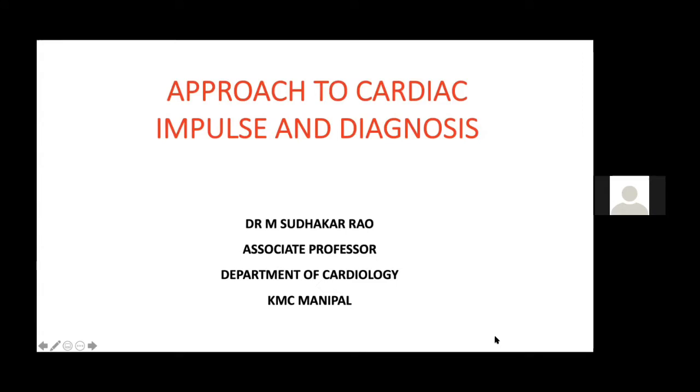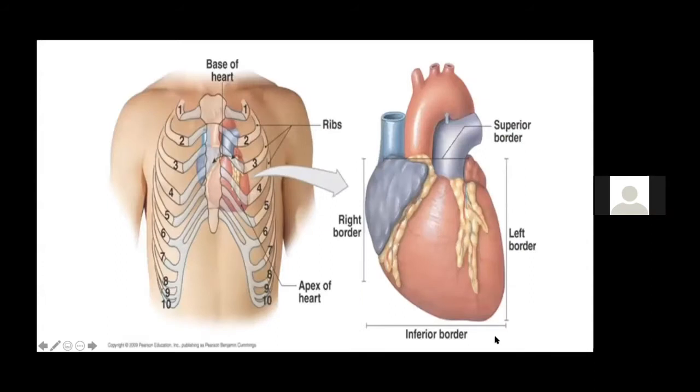So before going to the cardiac impulse, we know the anatomy of the heart. We have the four important areas: the right and left second intercostal space, which has the aortic area and pulmonary area. We have the left third and fourth intercostal space, where we have the Erb's area. Then we have the left lower sternal border, the tricuspid area, and then we have the mitral area.